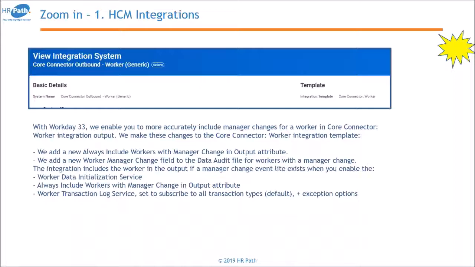So basically, what I've just said is what is listed in this slide. You will be able to send all kind of information that influences the manager change or anything that would touch a worker. You will be able to send it downstream. There are certain things that you need to have switched on. For instance, the transaction log service must be switched on, and you must be subscribed to all transaction types.